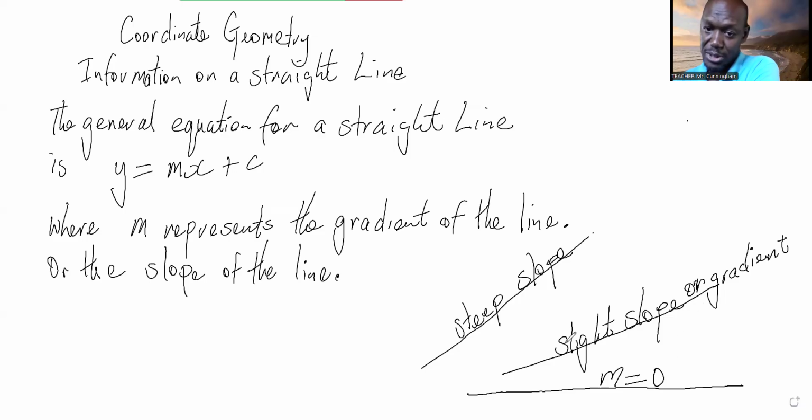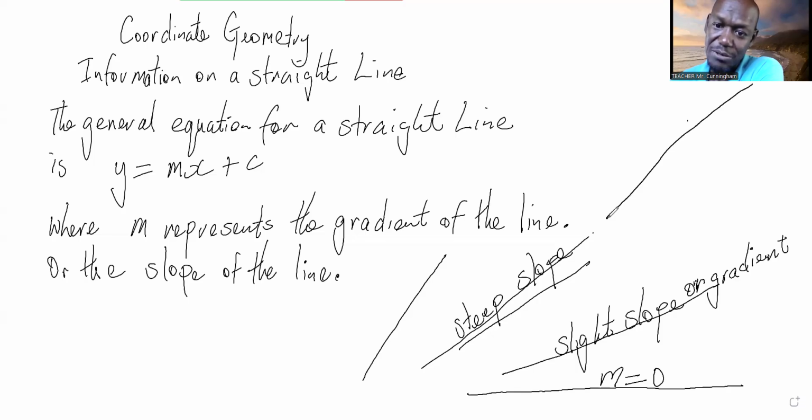Why? Because gradient tells me how steep a line is. It's very steep going up a hill, this hill. This is Lady Chancellor Road. Or here it is just slight. So M at this point is equal to 0 because it's flat. It's not steep at all. Is that okay, everybody?